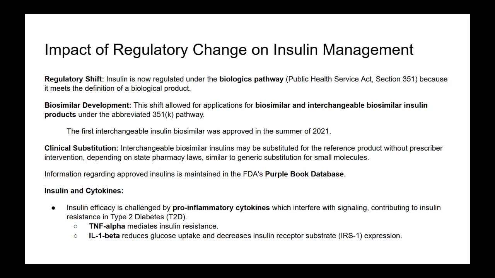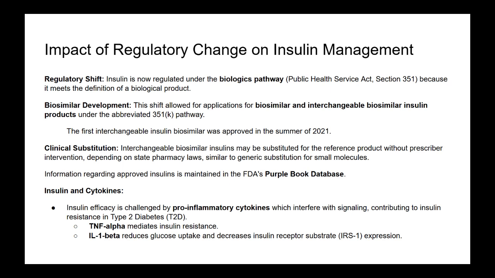And why was this transition so pivotal? It was pivotal because bringing insulin under the biologics pathway, Section 351 of the PHS Act, allowed for the development and approval of biosimilar and interchangeable biosimilar insulin products under the abbreviated pathway defined by Section 351(k) of the Act.